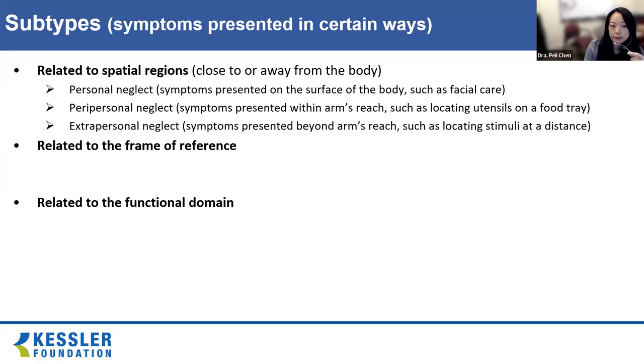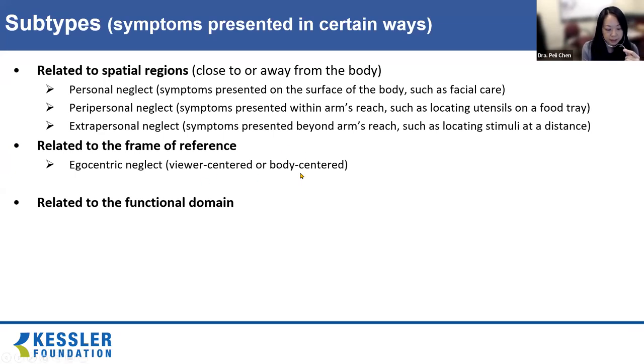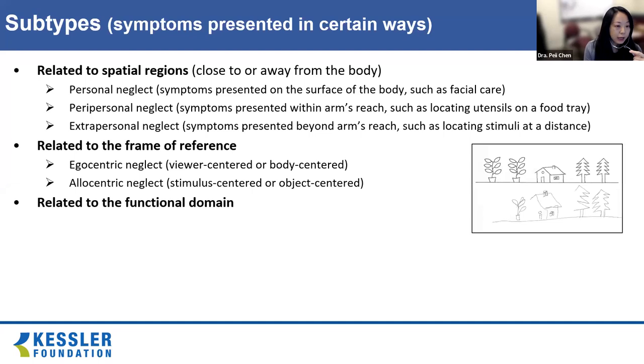You may also hear names related to the frame of reference. Clinically, the highly emphasized neglect is egocentric neglect, viewer-centered or body-centered neglect. It means that when we say patients are neglecting the left side, we're talking about the left side of their body. However, a lot of patients also have allocentric neglect, meaning neglect of the left of a stimulus, the left of an object.